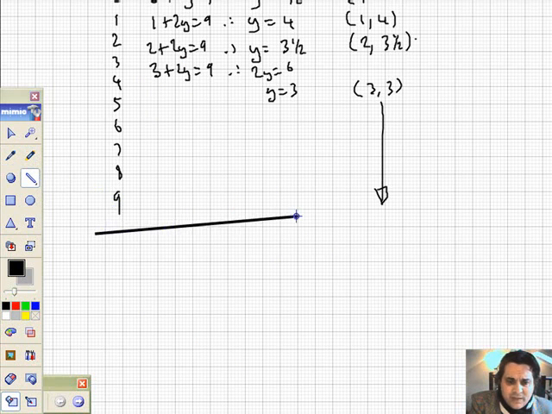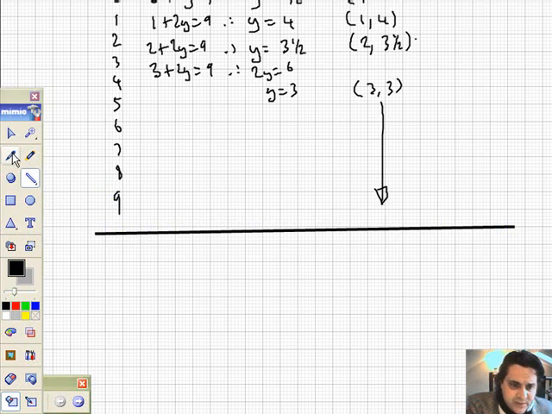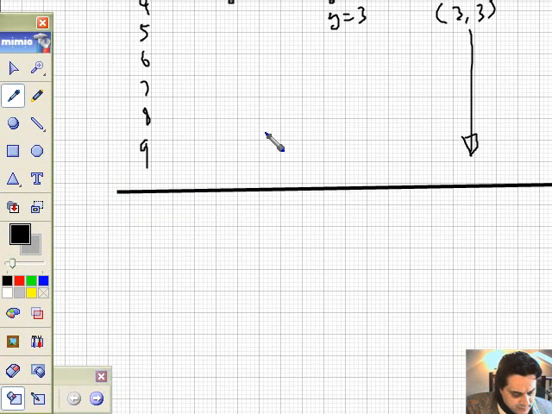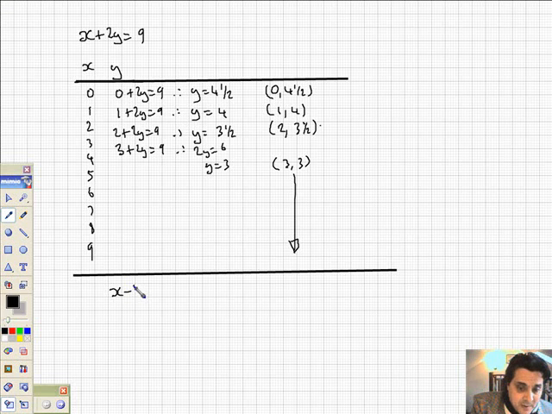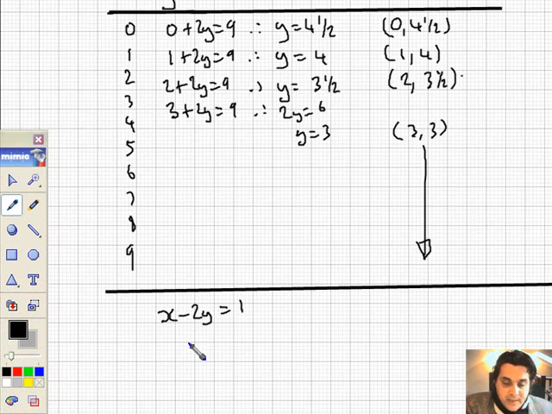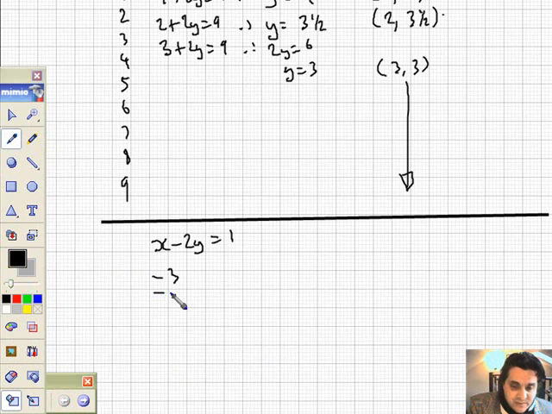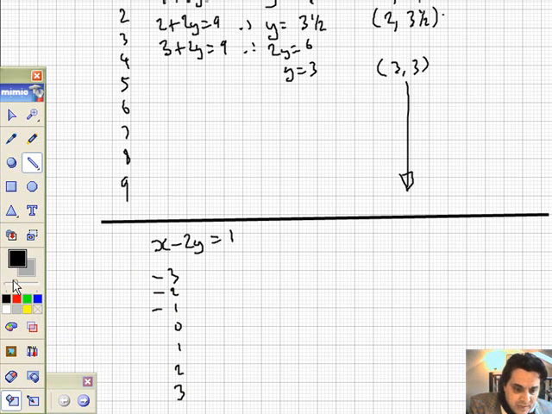Now let me just rule that off a little bit, because in the other question, this is question 7, complete this table for values of x minus 2y equals 1. In other words, it's negative now. Never mind, I'm not going to complete the table, but I will do some calculations. I've got to go from minus 3 up to 3. So minus 3, minus 2, minus 1, 0, 1, 2, 3. Don't know if I'm going to do all of these. Let's just do a couple anyway.